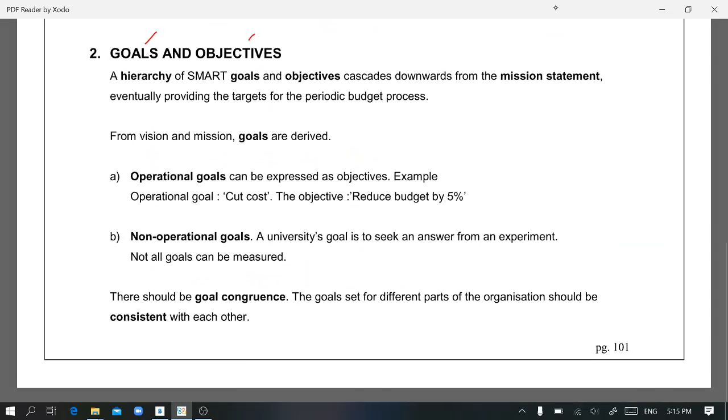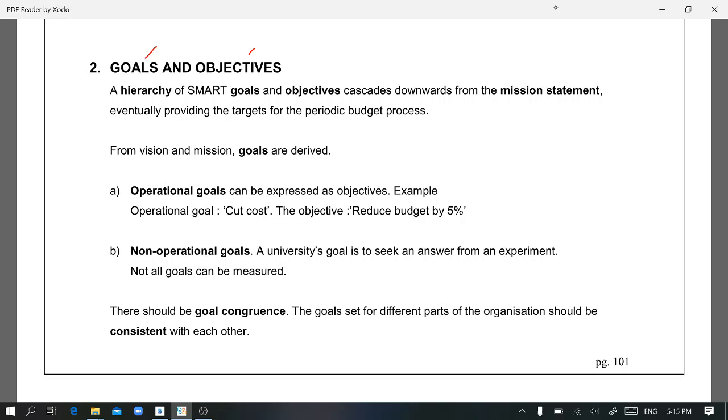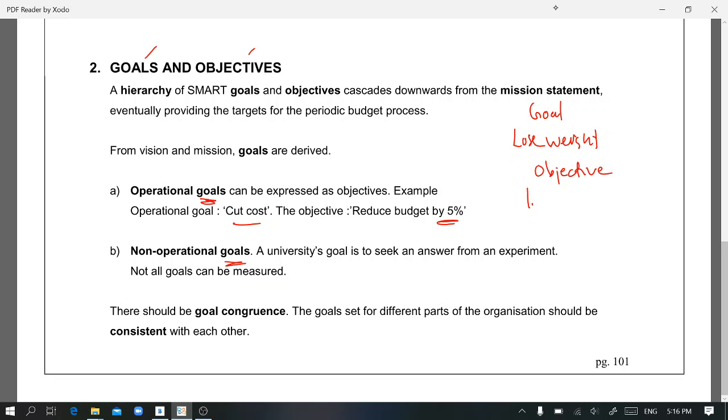Right? So the next one will be goal and objectives. Goal, meaning the company's operational goal, for example, is that I want to cut costs. What's the objective? The objective is 5%. Another example: I want to lose weight. This is the goal. My objective here is to lose 10 kg in half a year, 6 months. Can you see? The goal is to lose weight, to cut costs. What's your objective? 5%. What's your objective? 10 kg.